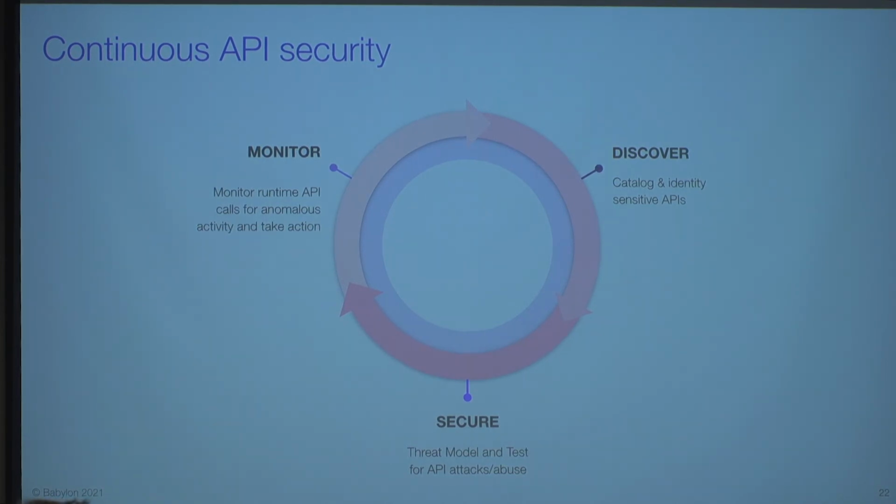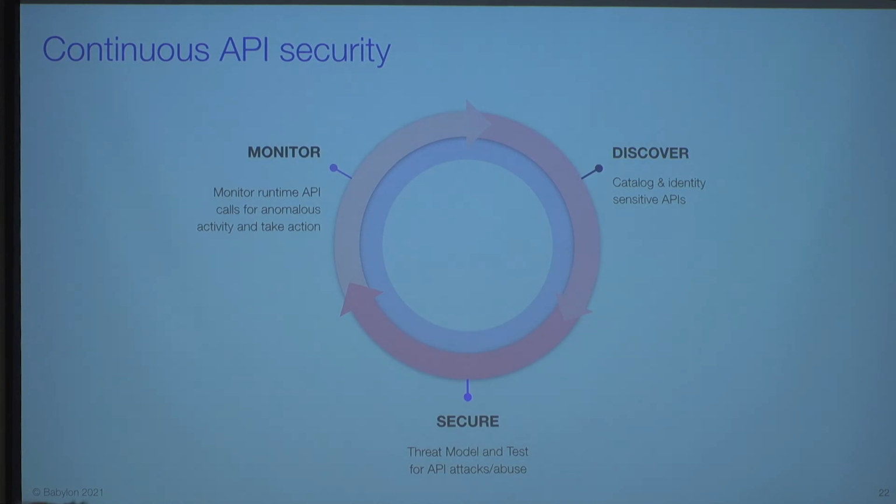So you need to discover the APIs, catalog and identify the sensitive ones. Depending on which ones are sensitive, you would have a strategy to secure them from a security testing and security review process. You don't have to really threat model all your internal APIs, for example, if they don't have sensitive data and they're not going to be exposed to anyone. That's going to be very time consuming and maybe not valuable. So just focus on the ones that you need to secure based on the sensitivity.